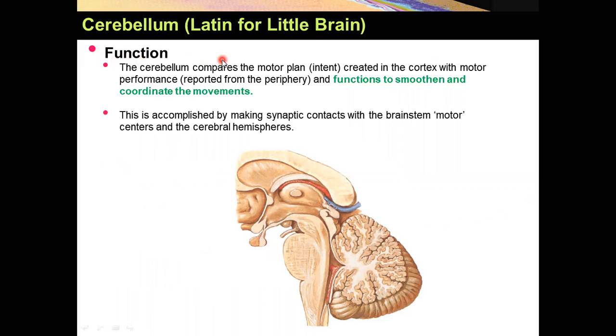Again, we continue to the function of the cerebellum. So the cerebellum compares the motor plan created in the cortex with motor performance reported from the periphery, and functions to smoothen and coordinate the movements. And there is a well-developed connection between the cerebral cortex and the cerebellar nuclei and cortices. So through this well-developed connection between the cerebellum and the cerebrum, the cerebellum smoothens and coordinates the body movements that we do throughout our daily activities.